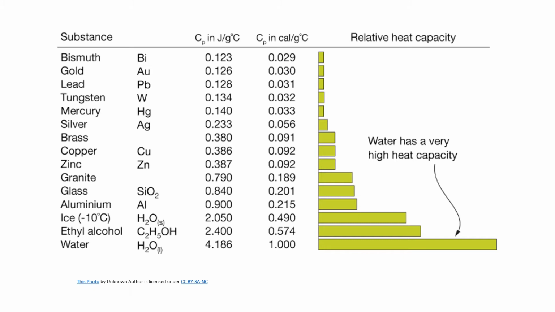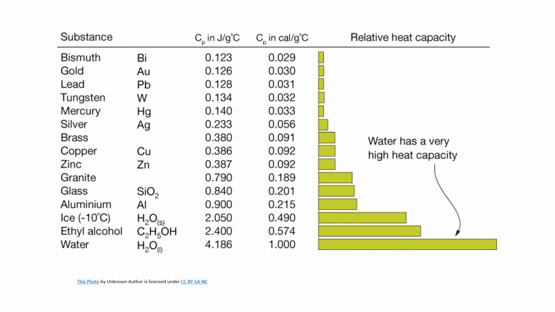So the specific heat of a substance is defined as the amount of energy required to raise the temperature of 1 gram of the substance by 1 degree Celsius. So it's going to take a lot more energy to raise the temperature of water as opposed to raising the temperature of, say, gold, lead, or mercury. So you can see this in the chart presented here.